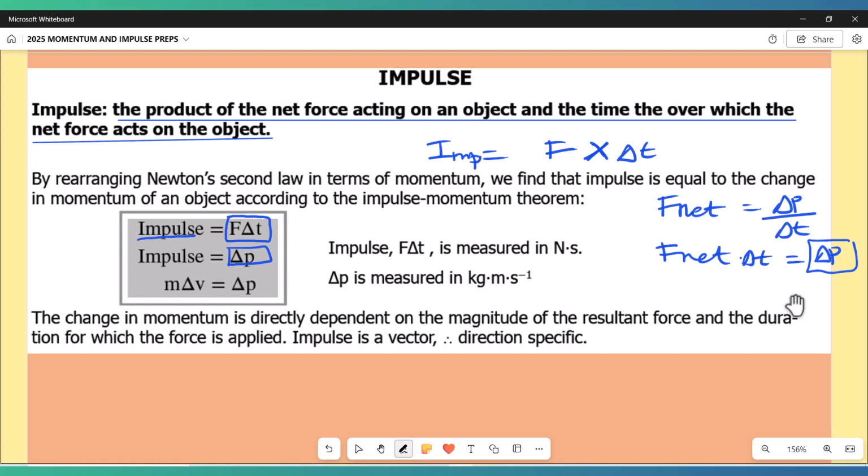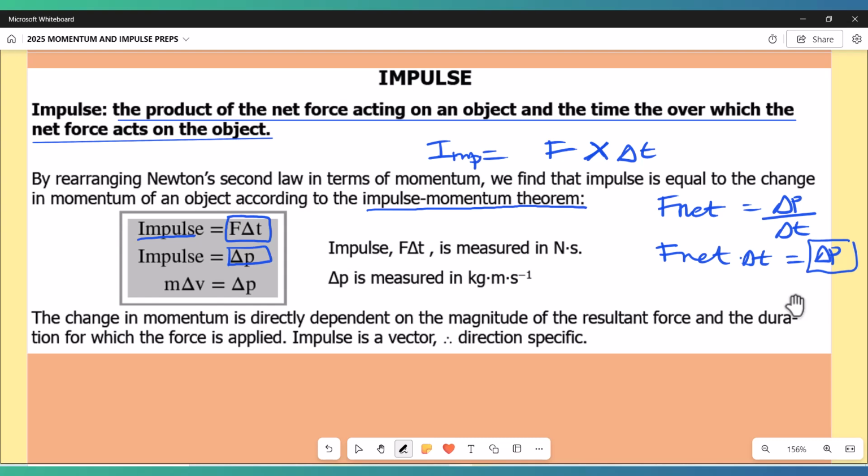Now this brings us to what we call the impulse momentum theorem. And how do we state it? That impulse is equal to the change in momentum of an object. That's what I mean by the impulse momentum theorem. We say that the impulse is equal to the change in momentum of an object.